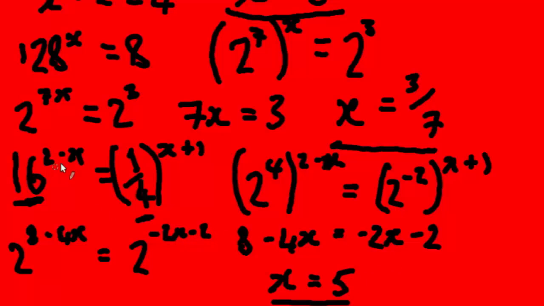16 to the power of 2 minus 5 is 16 to the power of minus 3. Type that on a calculator if you like. And then what's a quarter to the power of 6? Check that you get the same answer. It should be correct. Okay, let me just clear the screen again.